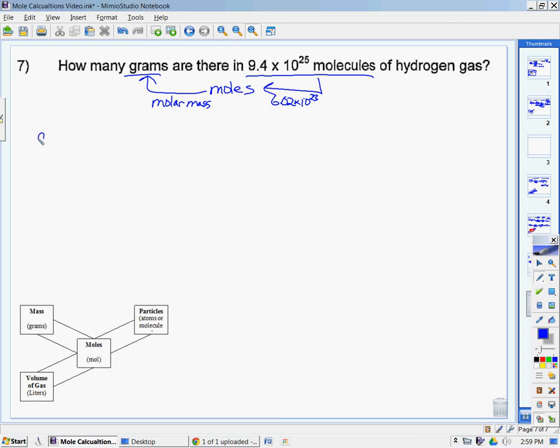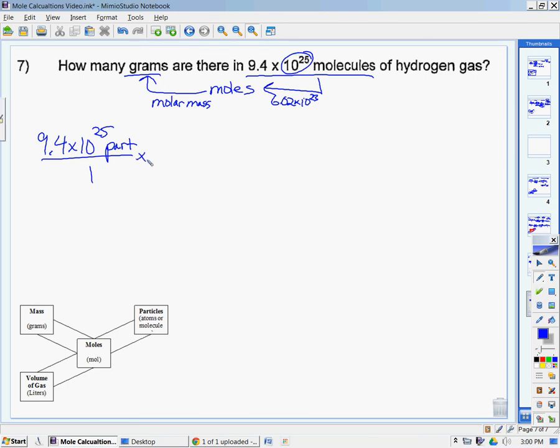Starting amount goes over 1: 9.4 times 10 to the 25th molecules. I'm going to use the word particles because I like to use particles whenever it's molecules or atoms or anything like that. And that's over 1. You'll notice 10 to the 25th is a lot bigger than a mole. So we should get a pretty big number for our answer here.